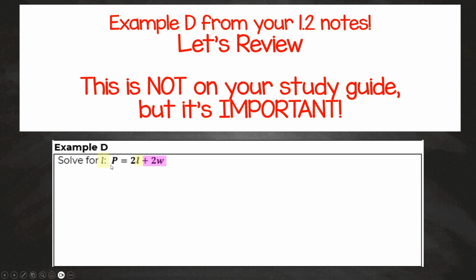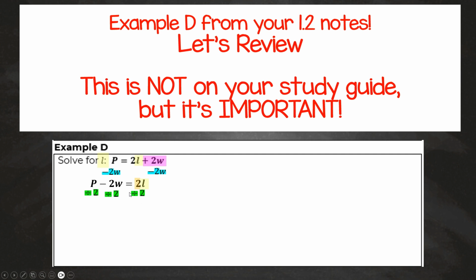If we need to solve for L, we need to get this L by itself. The first thing we're going to worry about is this term here that is being added to the L. So instead of addition, we're going to subtract, because the inverse operation of addition is subtraction. So then we get P minus 2W is equal to 2L. Then our second step, because 2 times L is multiplication, is to divide each term by 2.